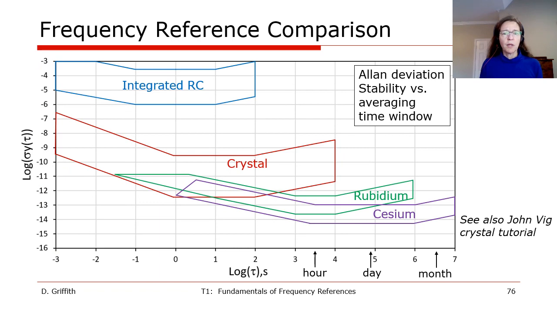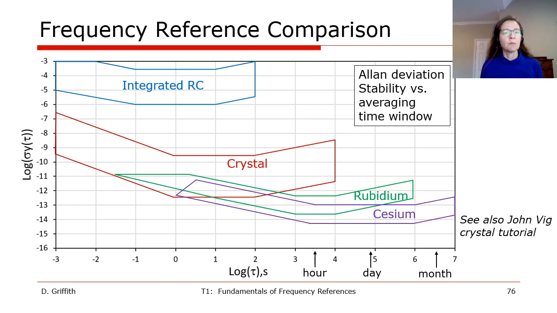This plot shows a comparison of the Allan deviation for 4 different types of frequency references that we've discussed. On the y-axis is the frequency deviation plotted on a log scale, between 0.1% at the top to much less than 1 part per trillion at the minimum. On the x-axis is the averaging time window over which the measurement was done, also on a log scale, from a millisecond to more than a month.